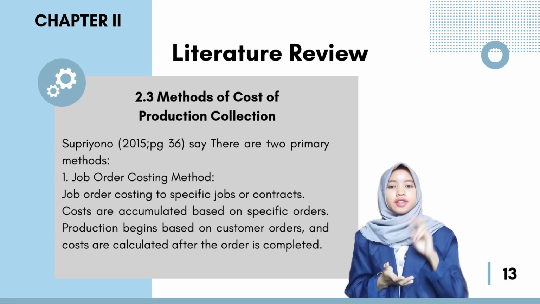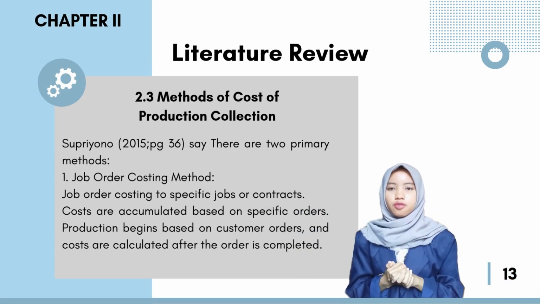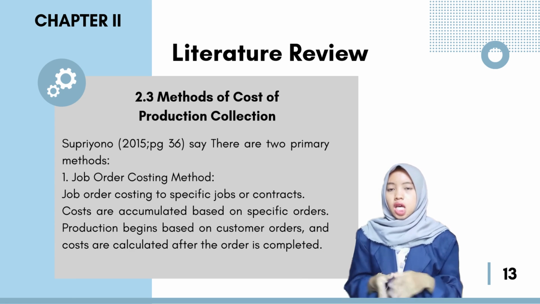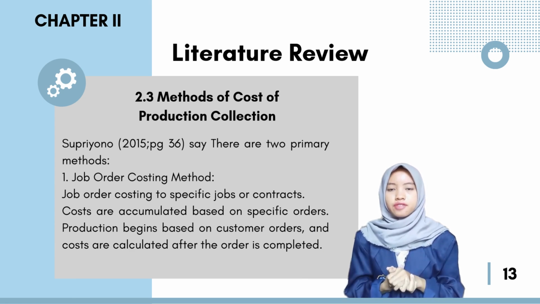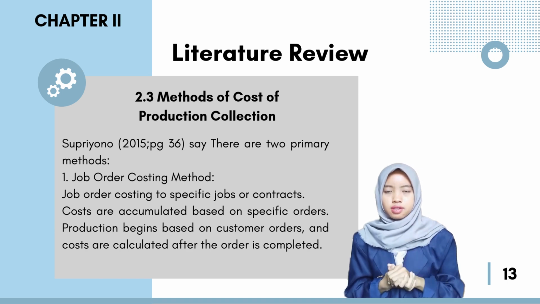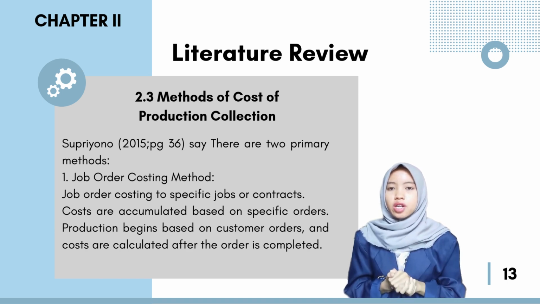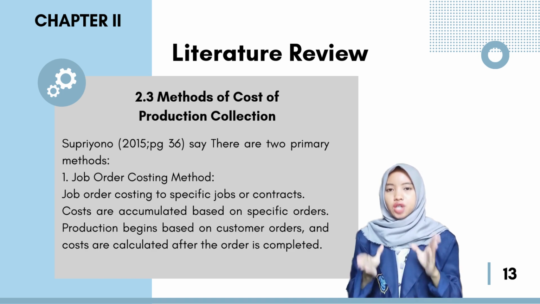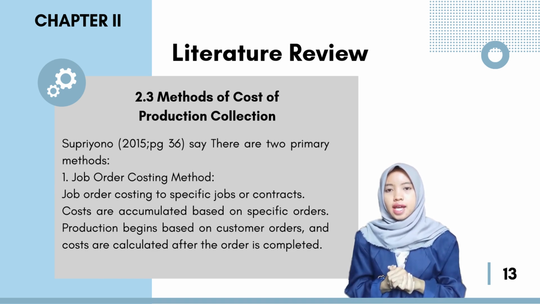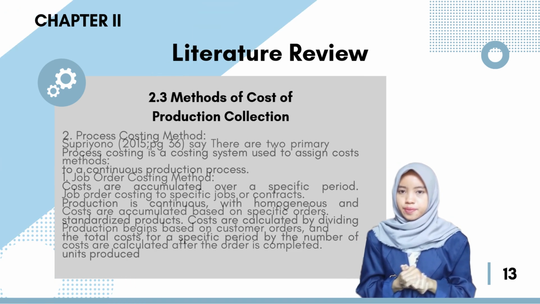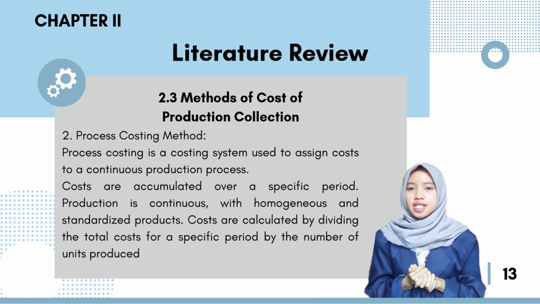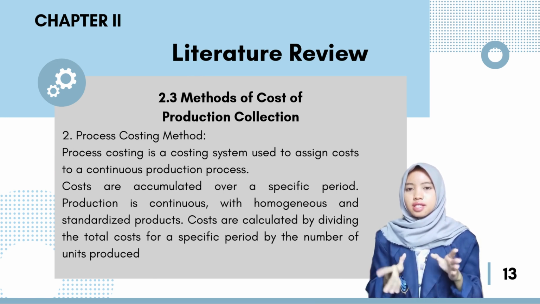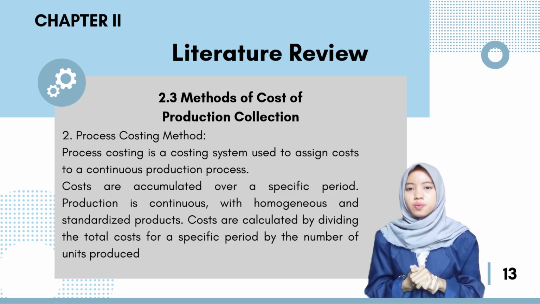The next, 2.3 Methods of Cost of Production Collection. Supriyono in 2015, page 36, says there are two primary methods. The first, job order costing method. Job order costing is a costing system used to assign costs to specific jobs or contracts. The second, process costing method. Process costing is a costing system used to assign costs to a continuous production process.